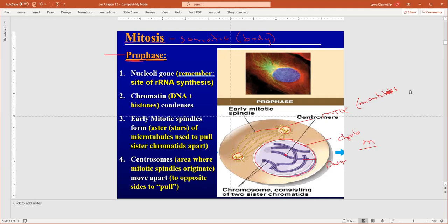Remember we learned about those when we learned about the cytoskeleton. So microtubules are kind of like Lego blocks. You stick them together and you can make long pieces out of them. So they're just building these microtubules to come out. And the job in the end of it is they're going to attach to the chromosomes. But what's the problem here? Why can't they attach to the chromosomes?